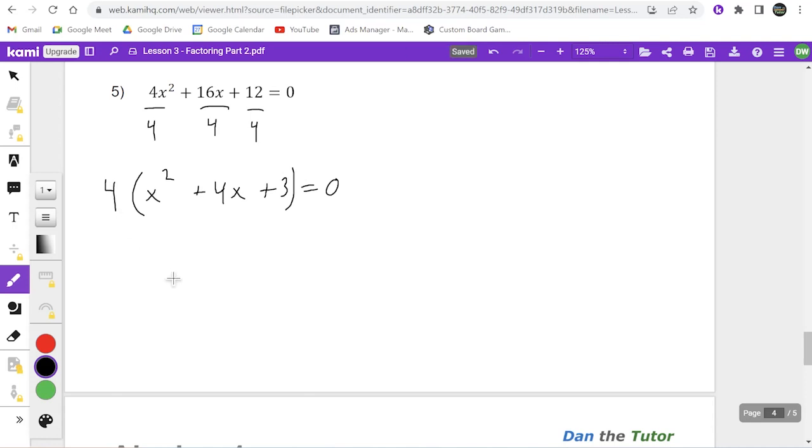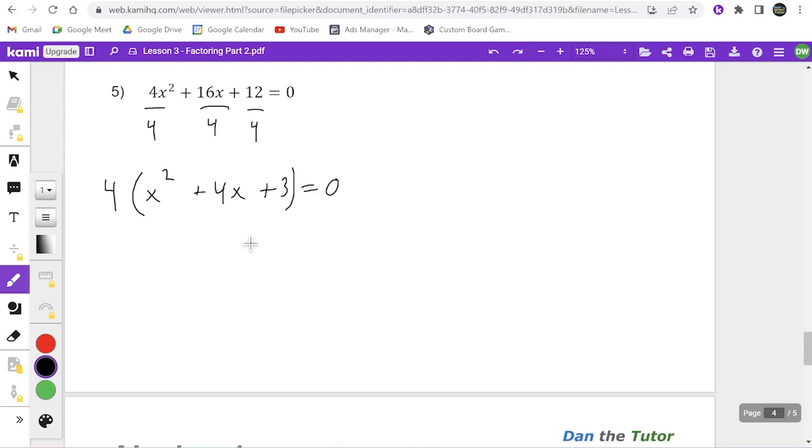That's the rule. And by the way, you can always get back to the original problem by distributing the 4 back. And if you do that, you get 4x squared plus 16x plus 12. And it's exactly what we started with. So now we need to factor this. The good news is this is easy factoring.